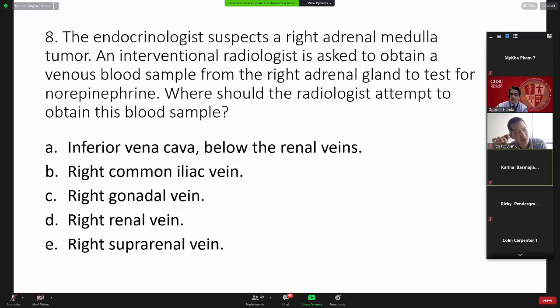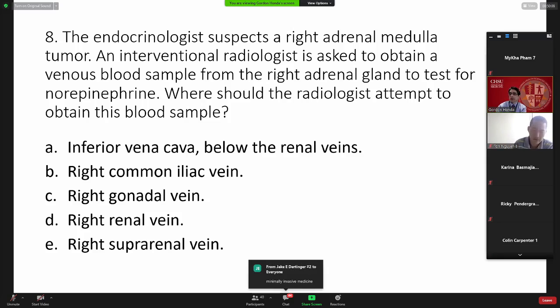Okay, good. Well, let me preface this on why we're even asking this question, because it is hypothetically something that we would want to do. We have an endocrinologist, they suspect the patient has some type of adrenal tumor on the right side. That's an important fact, right-sided. Now, why do you think they want to get a blood sample directly from the adrenal gland rather than just sending the patient to the lab to get their blood drawn from the arm?